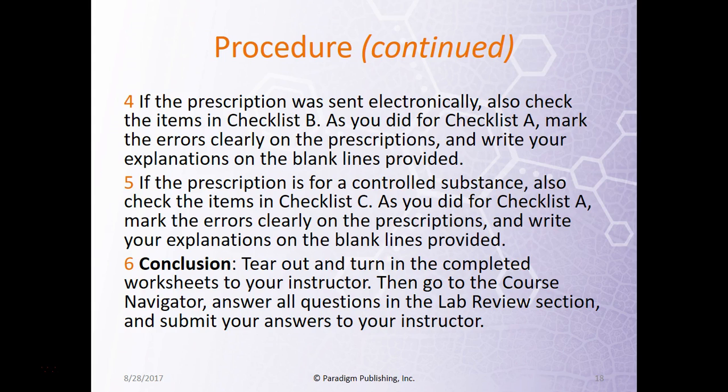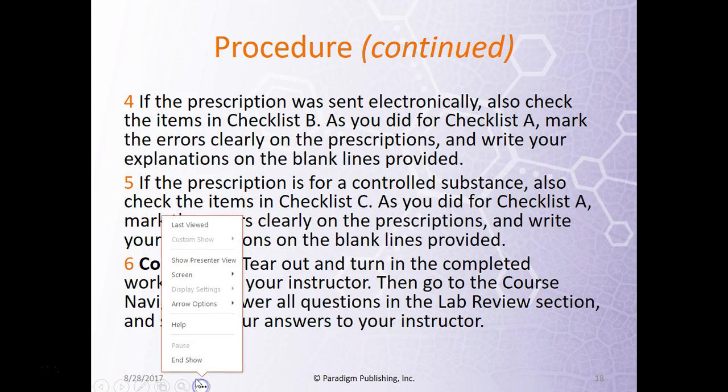If the prescription was sent electronically, also check the items in checklist B, as you did for checklist A. Mark the errors clearly on the prescription and write your explanation on the blank lines provided. If the prescription is for a controlled substance, also check the items in checklist C. As you did for checklist A, mark the errors clearly on the prescription and write your explanation on the blank lines provided. In conclusion, you're not going to tear it out. This is actually also going to be in your lab manual binder.